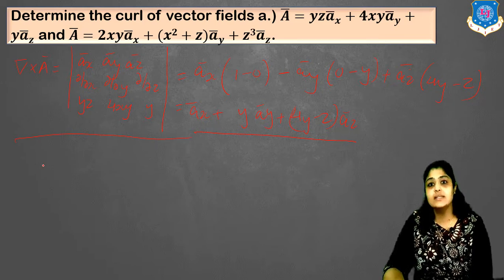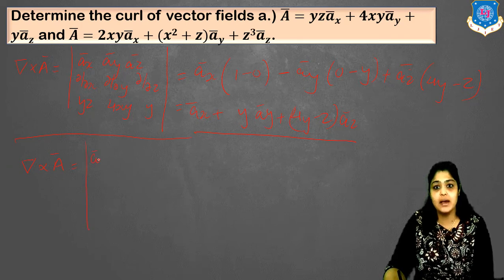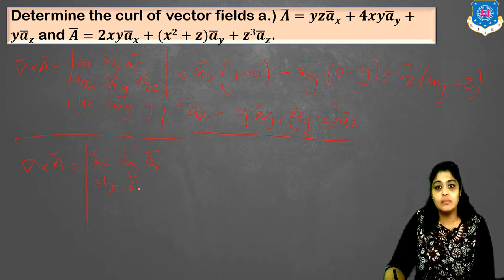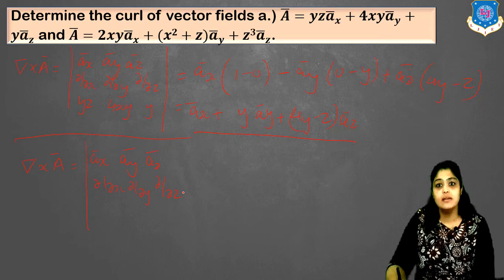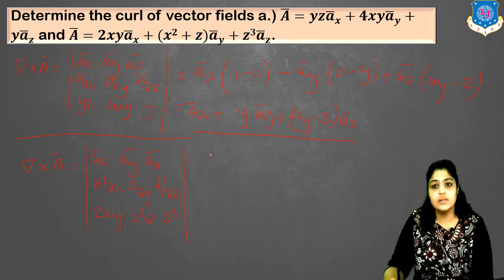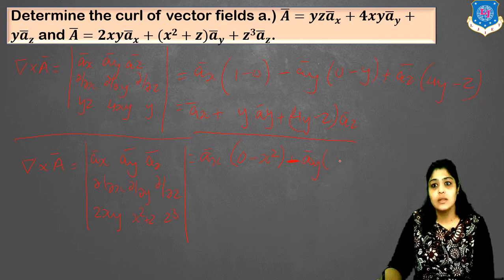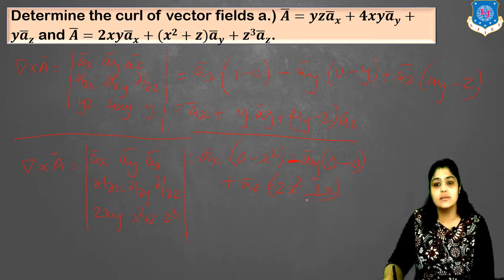Now I take the second vector. So I'll find out the curl of A, that can be written as a_x, a_y, a_z, ∂/∂x, ∂/∂y, ∂/∂z. You have 2xy, x² plus z and z³. So this is equal to 0 minus x², then we have minus 0 minus 0, plus you have a_z (2x² minus 2x).